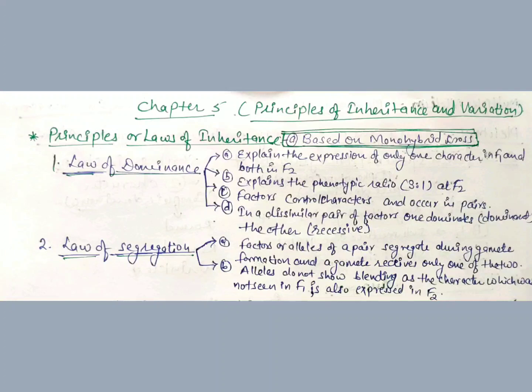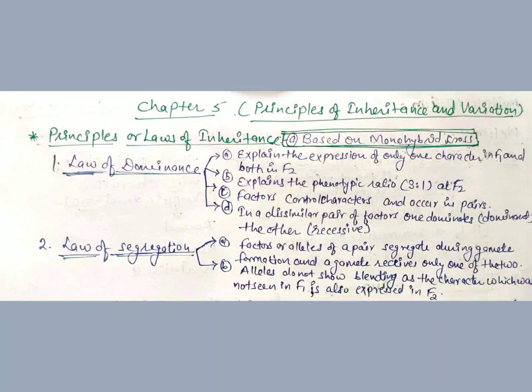According to this law, factors control characters and occur in pairs like capital T and small t. These are two factors. In a dissimilar pair of factors, one dominates the other, like capital T, small t. So in this pair, capital T is dominant and small t is recessive. So capital T is dominant over small t. Next law, that is the law of segregation.